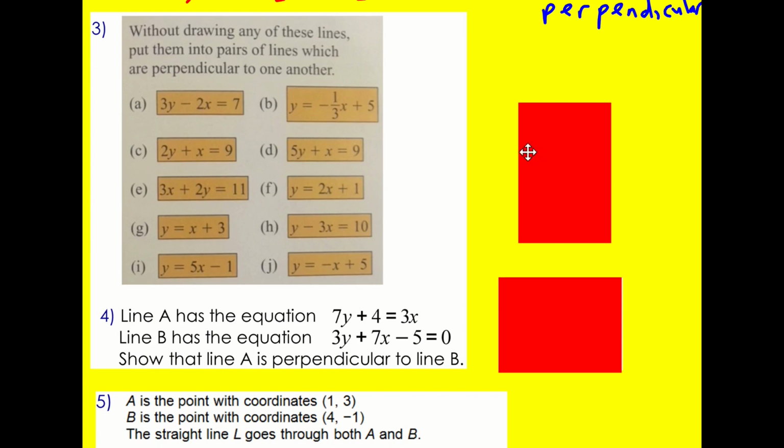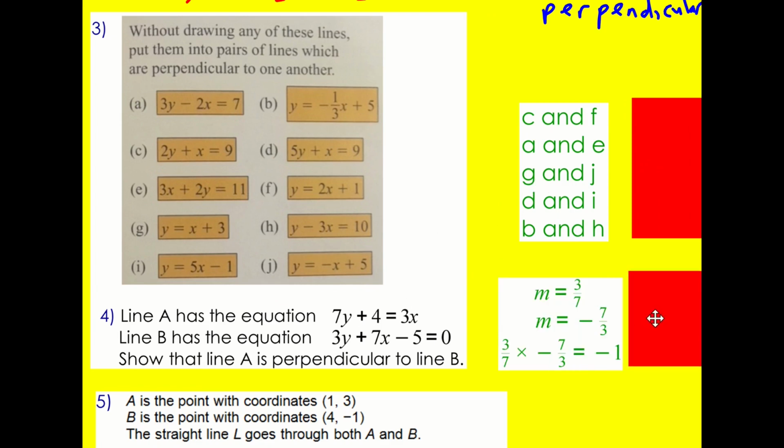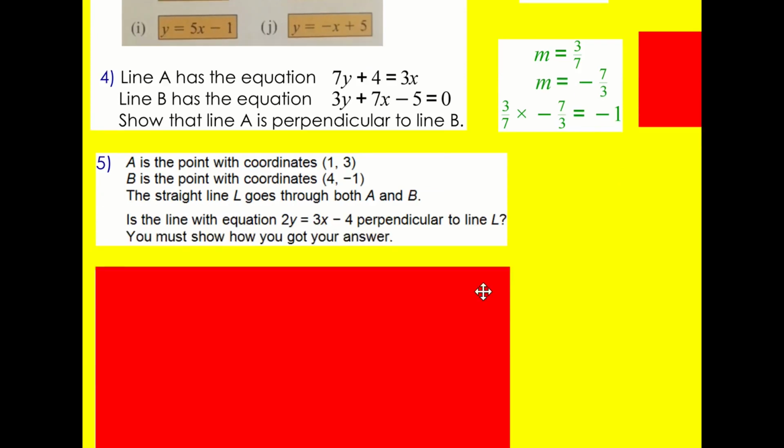I'm not going to go through all of these, but I'm going to show the answers. This is how they would link up. Show that they're perpendicular. You get the two gradients, you multiply them together. A little bit more words than this, but this is a summary of what you would write. Okay, what about number 5?